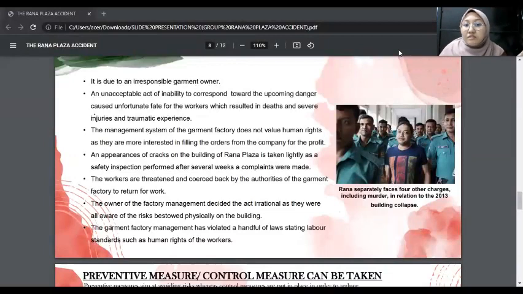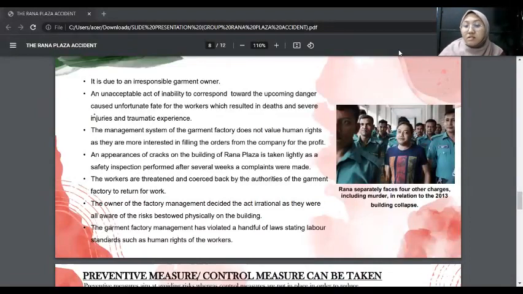The owner of the factory made an irrational decision, as they were all aware of the physical risk to the building, as I stated, with the appearance of cracks several weeks earlier, but no safety precaution was taken. We can conclude that the garment factory management violated a handful of labor standard laws, such as the human rights of the workers.